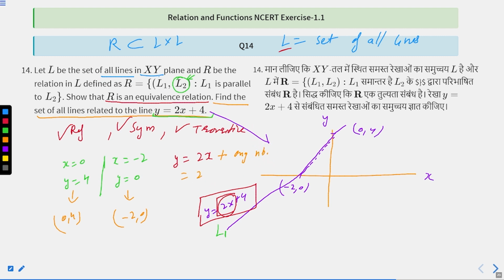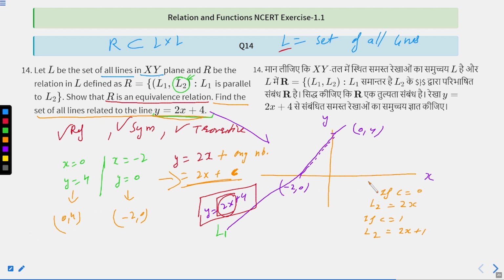So this means 2x plus c. I am calling that number c; c is any number. So your parallel lines will be like these. If c is equal to 0, then L2 will be 2x. If c is equal to 1, then L2 will be 2x plus 1, and so on. You will have infinitely many lines. So your set of all lines related to this line will be this.